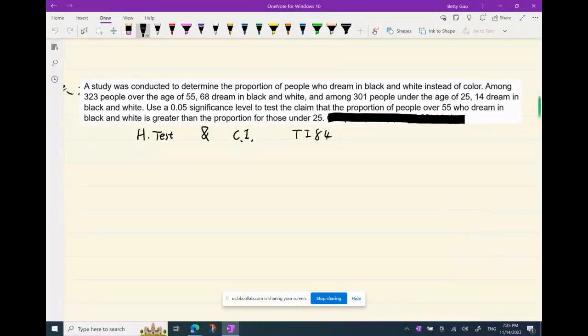So I would say that's the first sample. For the first sample, we have 323 subjects. And the number of successes. Suppose dreaming in black and white is a success. Then the number of successes is 68. So that's the first sample.